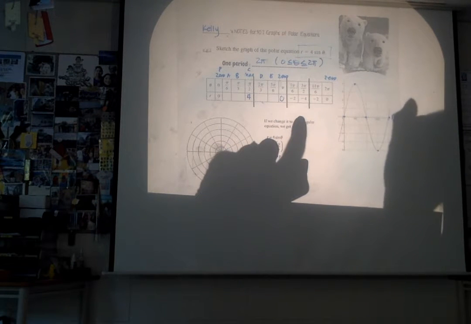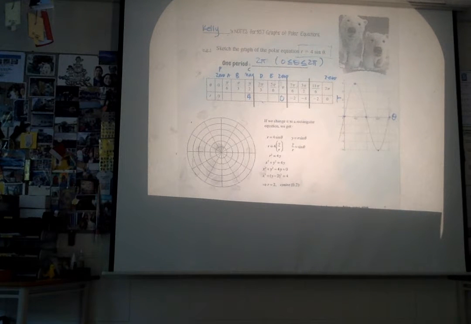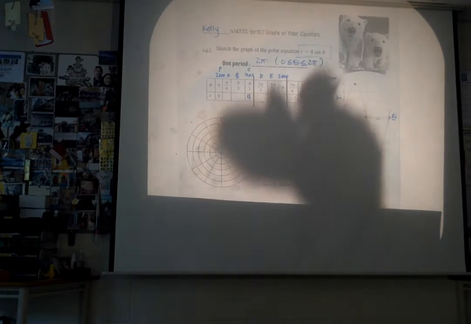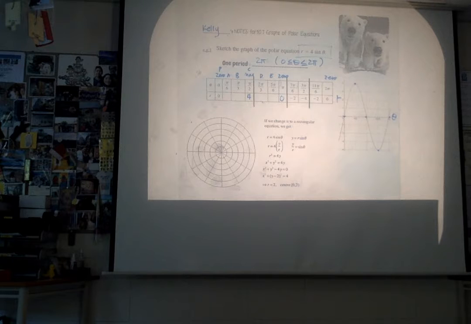And remember, this guy is theta. This is your radius. Your y is your radius. Your x value is your theta. All right? And this is called an r value analysis. You're not required to draw a graph of sine or cosine every time, though, okay? But this, I just like to show it to you.